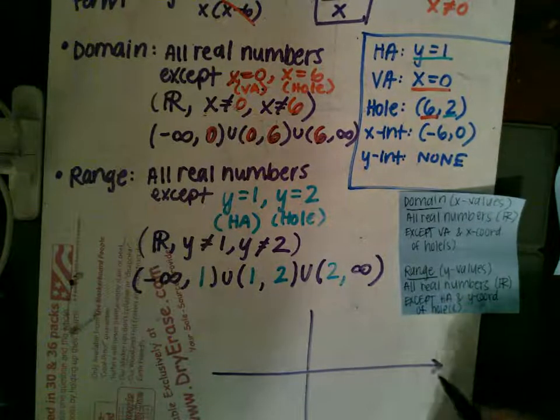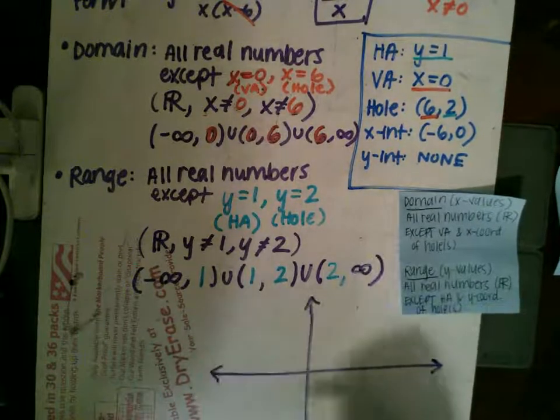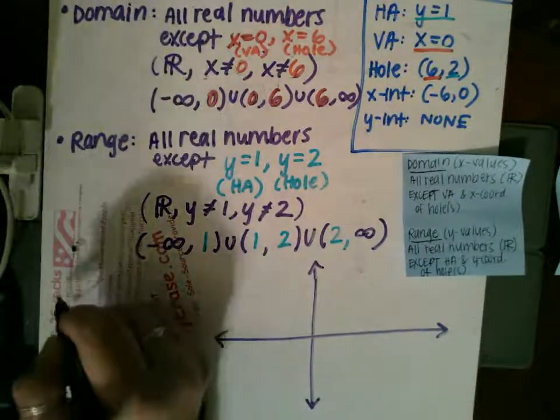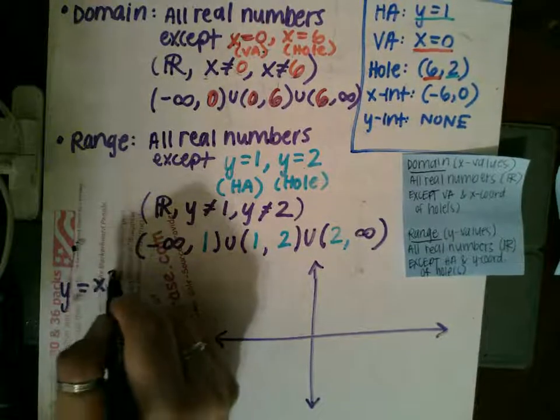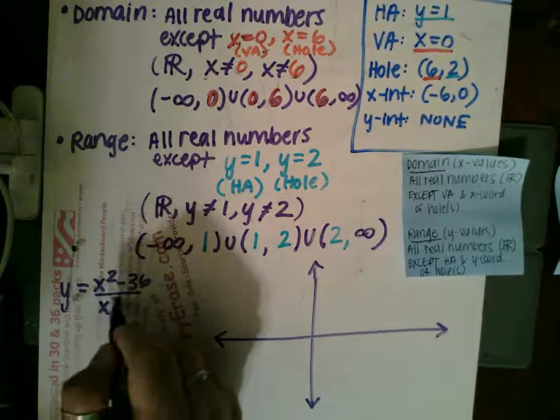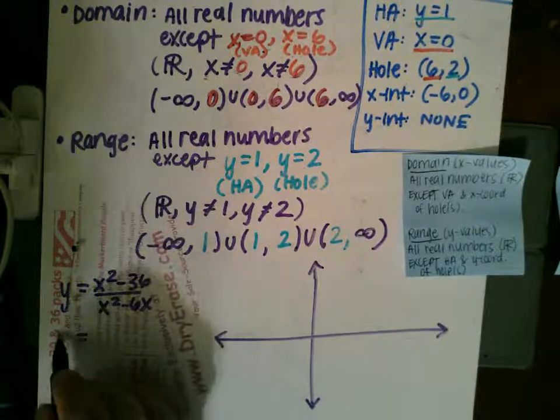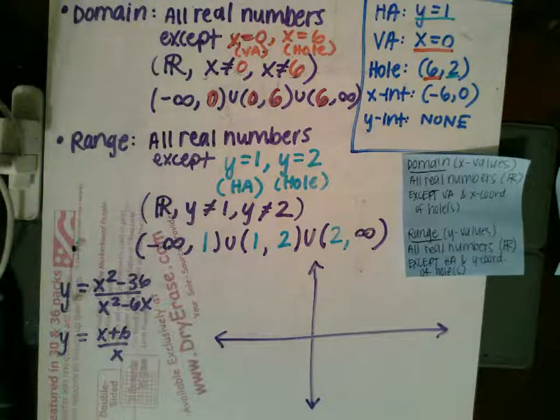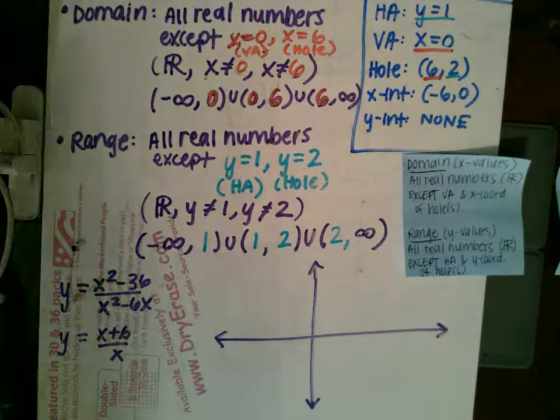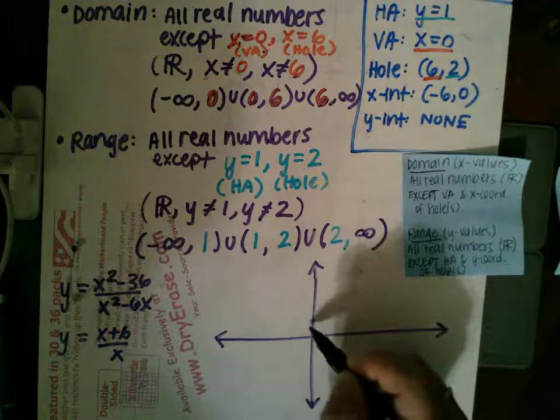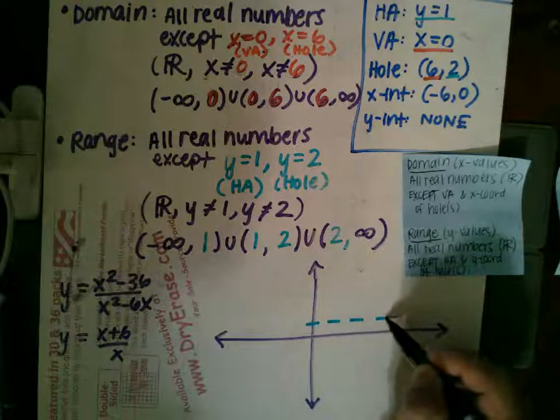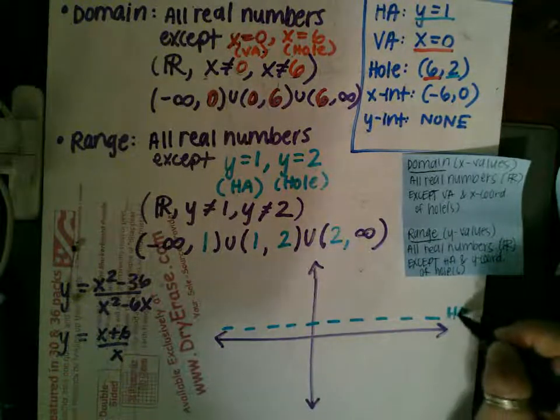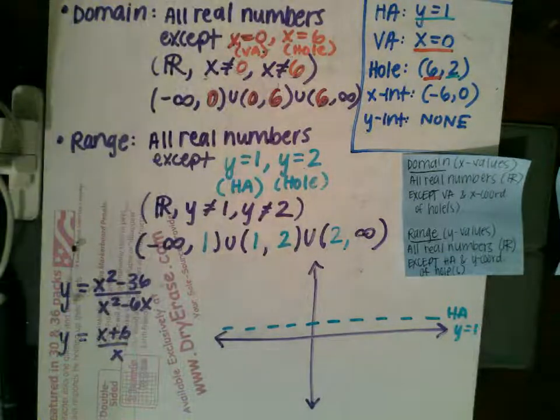Okay? This is just a sketch, but just so you guys can see how all of this information comes together to help us graph, right? So remember, our equation was y equals x squared minus 36 over x squared minus 6x. We reduced that to y equals x plus 6 over x. Okay? And we know we have a horizontal asymptote at y equals 1. I go on the y-axis at y equals 1. And this is my horizontal asymptote, y equals 1. I like to label it.